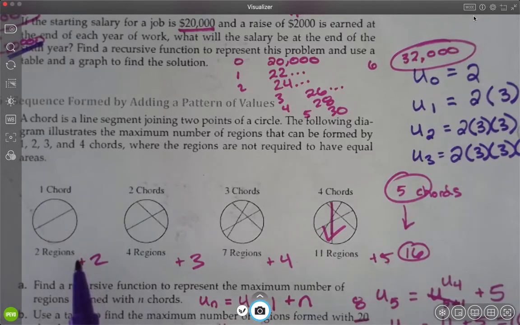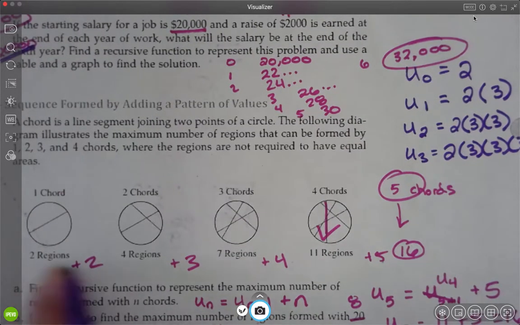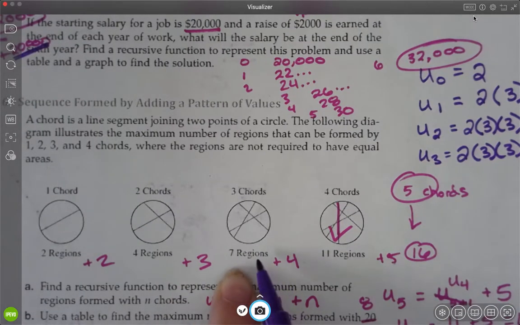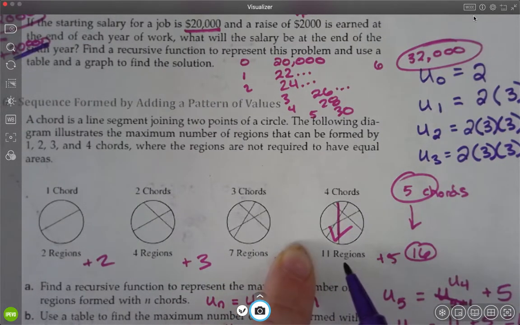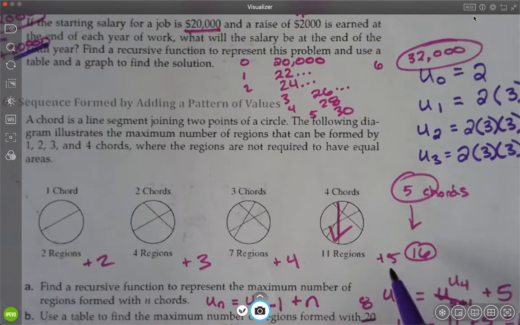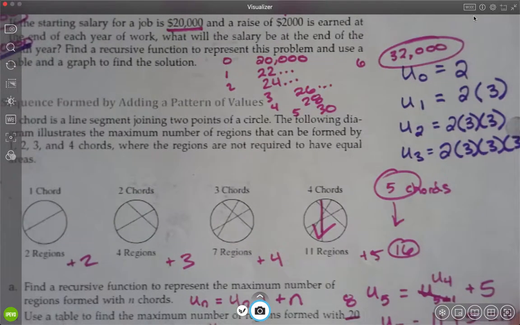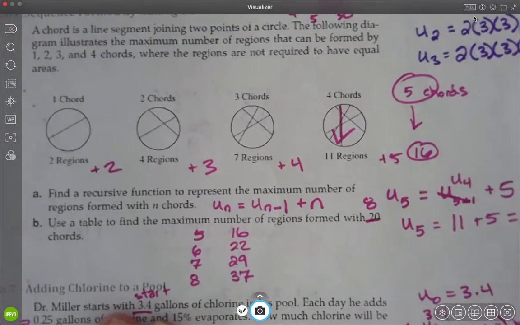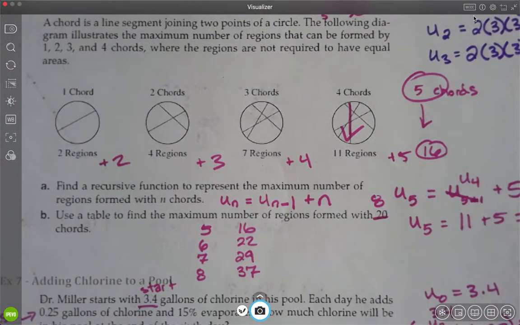So what's happening here is you're adding 2. From 2 to 4 is adding 2. From 4 to 7, you're adding 3. From 7 to 11, you're adding 4. From 11, you're going to add 5, and so on. So what you're trying to figure out is what the pattern is. This is kind of confusing because it's a little bit more than just a regular arithmetic pattern.